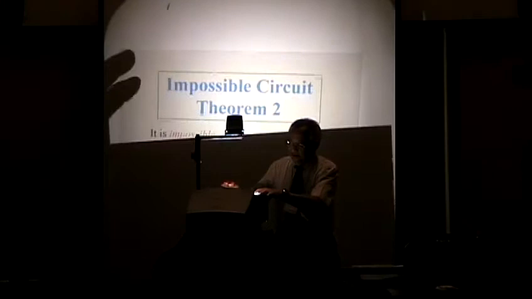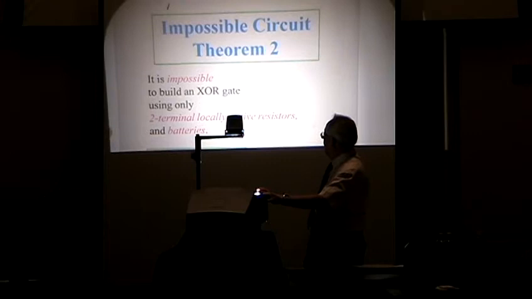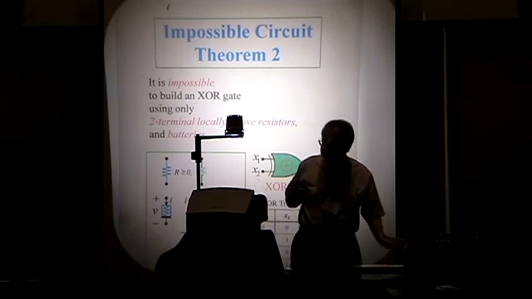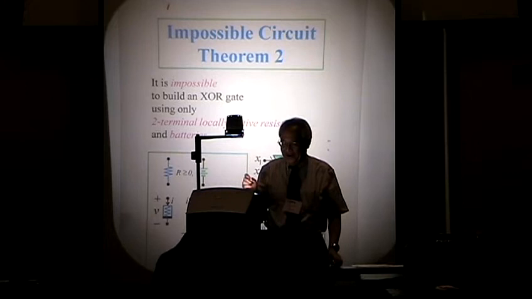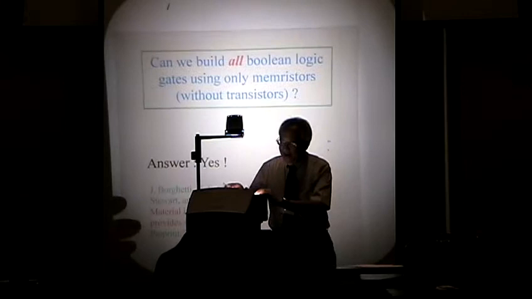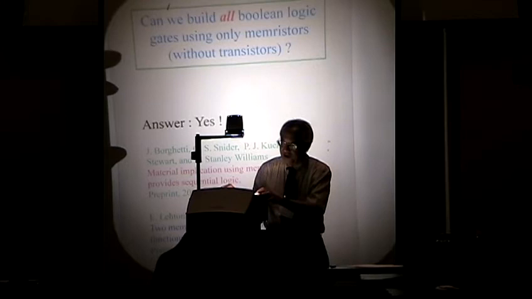Theorem 2 is that it is impossible to build an exclusive OR gate using only a two-terminal locally active resistor and battery. Not only that, you can get more ambitious and say, suppose we make a tunnel diode, but still you cannot make an XOR gate. And the interesting thing is that you can ask, can we build not only this one, but all other Boolean logic gates using only memristors, without transistors?